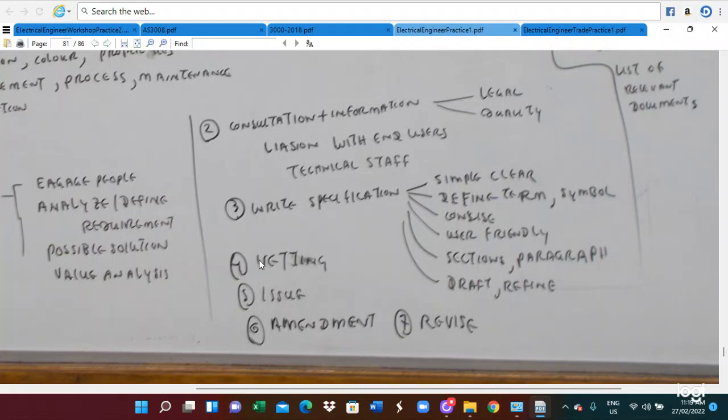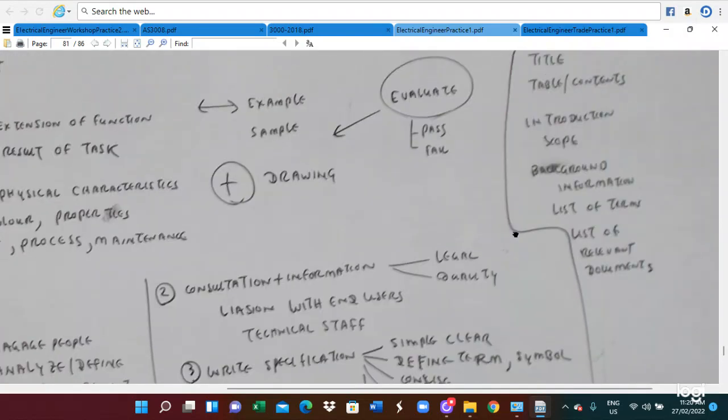And after that, you have to vet it. So you have to submit the application specification to the public or the authorities. Whether those authorities agree with it, if they want to change, you have to change it. This is the vetting time. After everything has been approved, then you issue it. Then depending on the real application, sometimes you have to amend the specification, make a little change. This is the amendment. Also, you have to revise. So this is how to develop the specification.